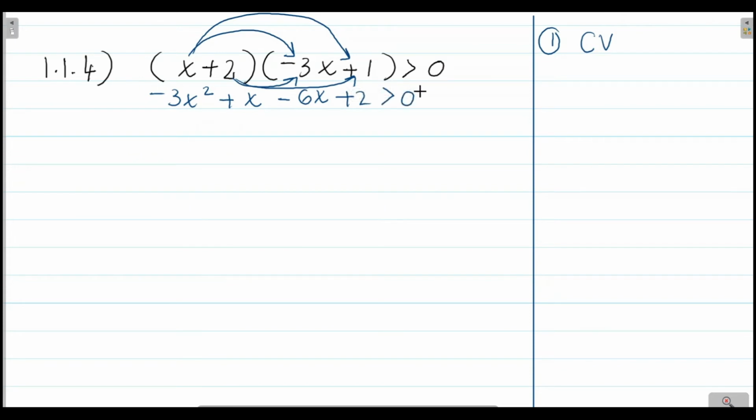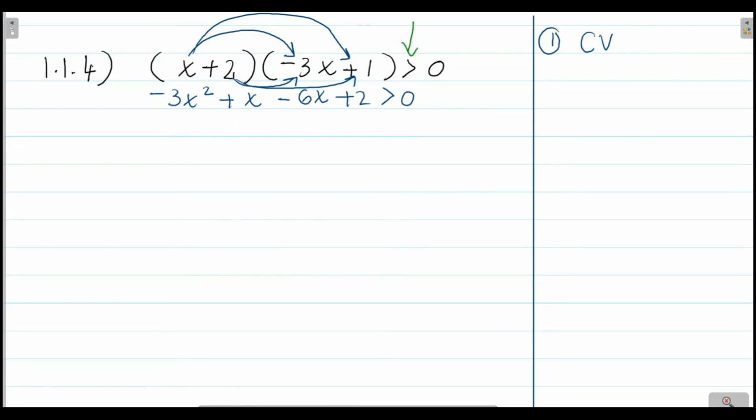Let's just first find the critical values before we have a look at what the question is asking from us, because this question is basically asking us to find where this quadratic function is greater than 0.